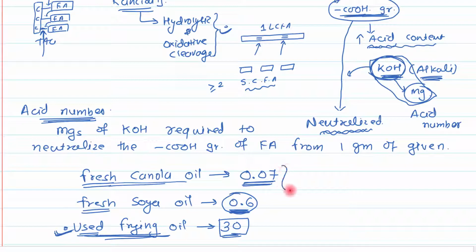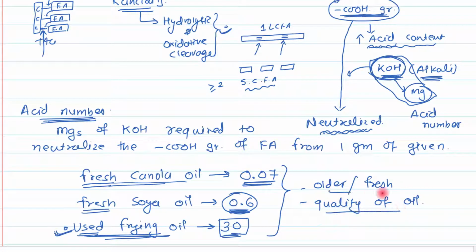So based on this acid number, you can get some idea about the oil, whether it is older oil or fresh oil. You can also get the quality of that particular oil. This information you can get from the acid number. So this was all about the acid number. In the next video, I will discuss the Polenske number and the Reichert-Meissl number.